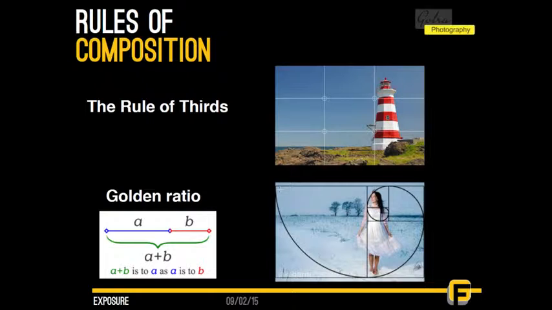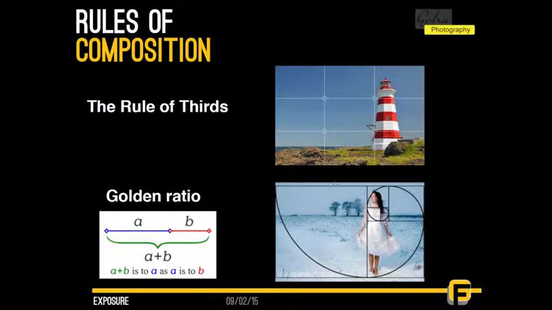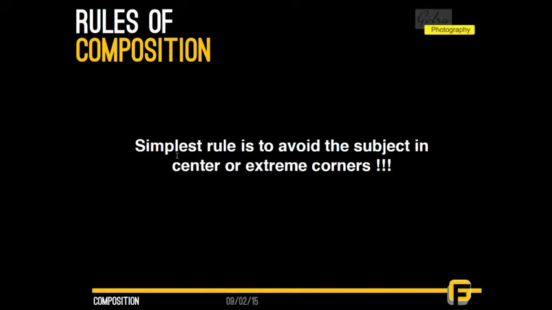Whenever somebody looks at an image which follows the golden ratio, their eyes will follow the image automatically. They will see this, wonder what it is, and then go along this path to the girl. The simplest rule is to avoid placing the subject in the center or in the extreme corners. How can you apply that? Don't take a picture of someone who is in the center, or who is too far away in a corner.